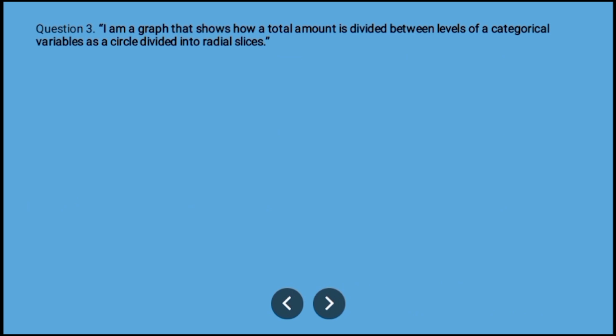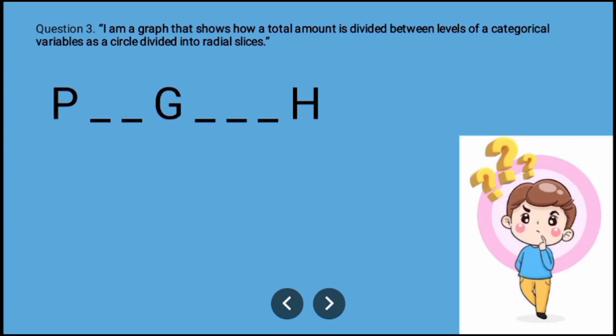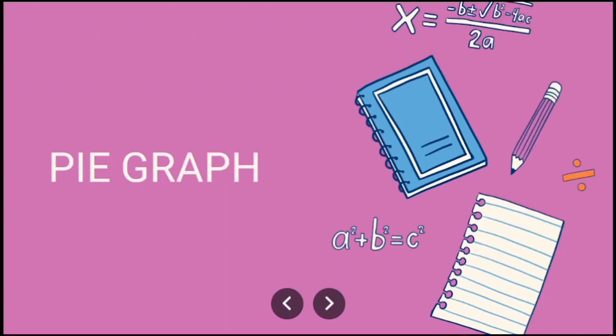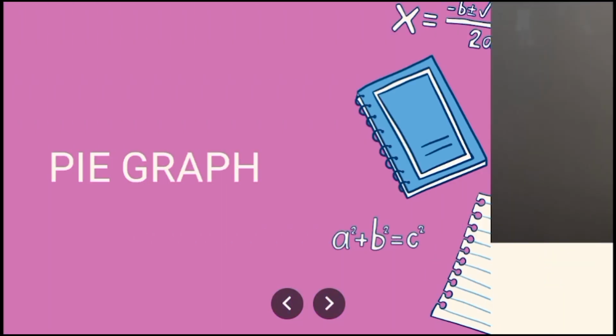Lastly, number 3. I am a graph that shows how a total amount is divided between levels of a categorical variable as a circle divided into radial slices. What type of graph am I? I am a pie graph, correct.